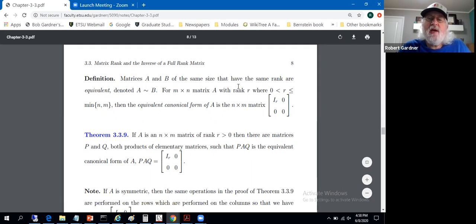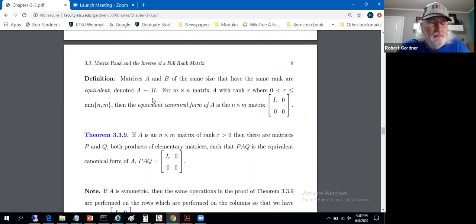Matrices A and B of the same size that have the same rank are called equivalent, denoted A is equivalent to B. So same size and same rank is what we're defining as an equivalence. You in the past probably used this equivalent symbol to indicate row equivalence. Now we might extend it to column equivalence or row and column equivalence. That's part of where we're going with this. So that seems like an odd thing to say, but hopefully the pieces will fall into place when we go through the following arguments.